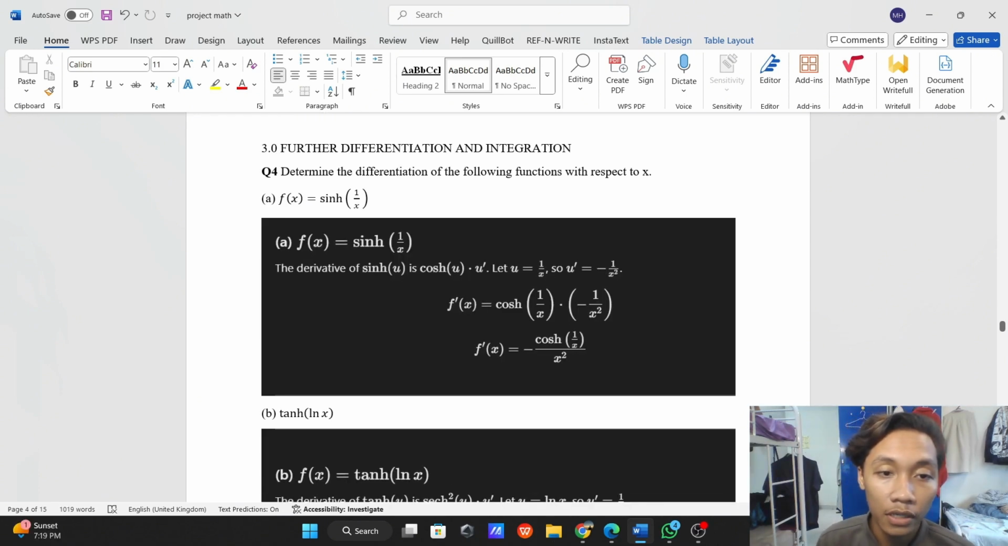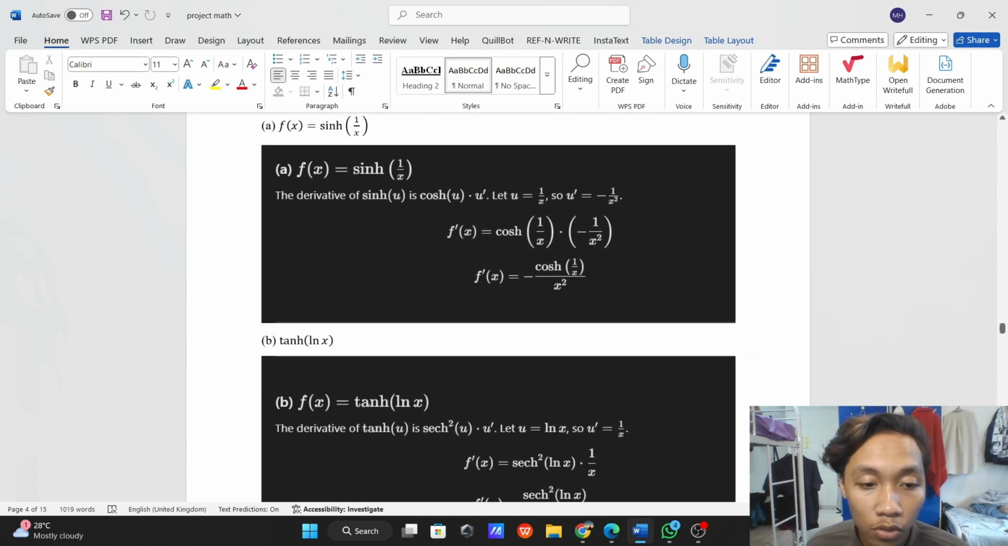Okay, so the next question is: determine the differentiation of the following functions with respect to x. A, f(x) equals sinh(1 over x). To solve this, you need to let u equal 1 over x, so u prime equals negative 1 over x to the power of 2. So you need to multiply it with negative 1 over x squared. So the answer is negative cosh(1 over x) over x squared.